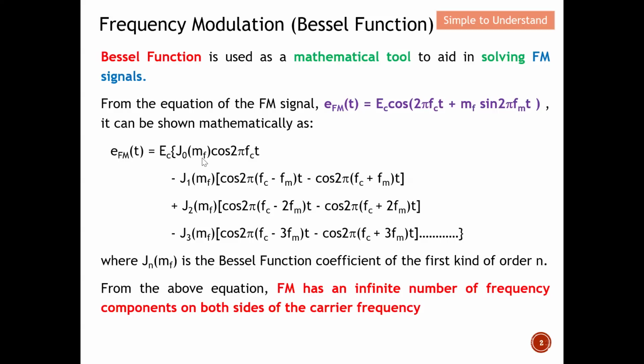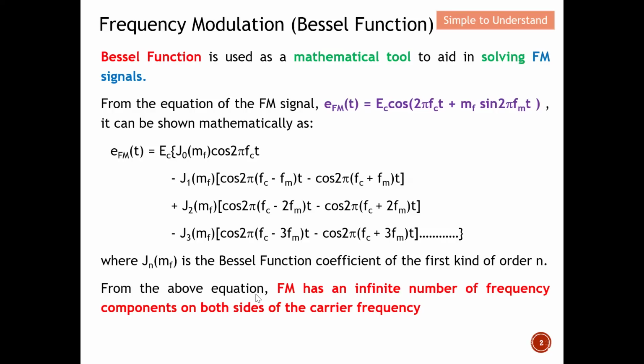So what are all these? For example, this J_n(mf), this mf is actually the modulation index. This term here, this term here, this term here, they are actually called the Bessel function coefficients. So these are all the Bessel function coefficients. Later on, I'm going to show you how we can make use of this to compute some of the outcomes that we actually want.